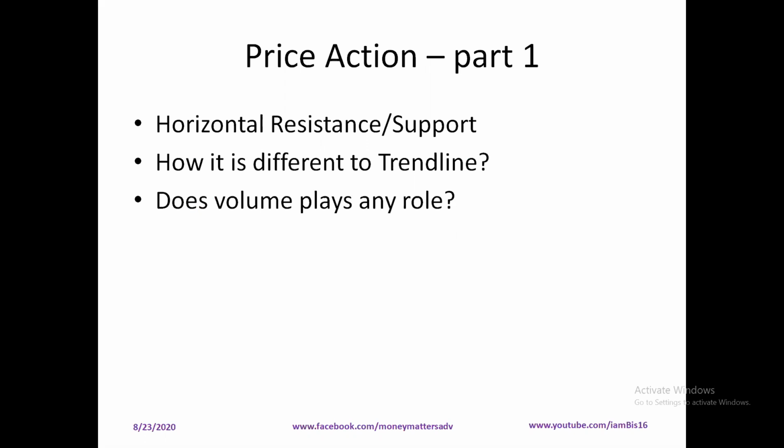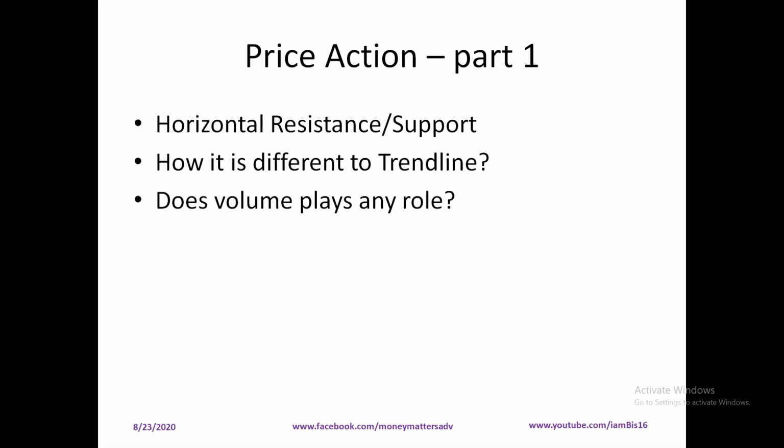So what is price action? Those who are not aware, जिन लोगों को नहीं पता है price action क्या है? It's basically how to check the prices of any particular stock or an index and determine where it will face resistance and where it will take support.